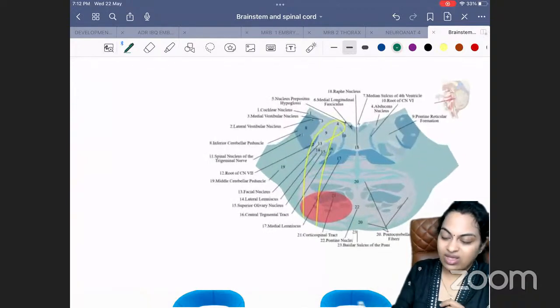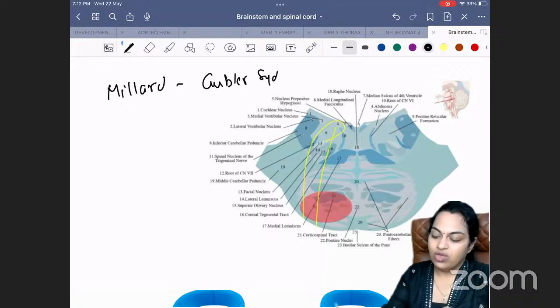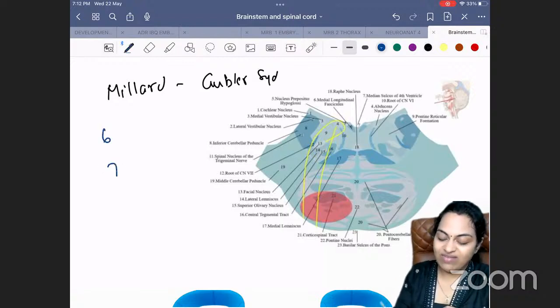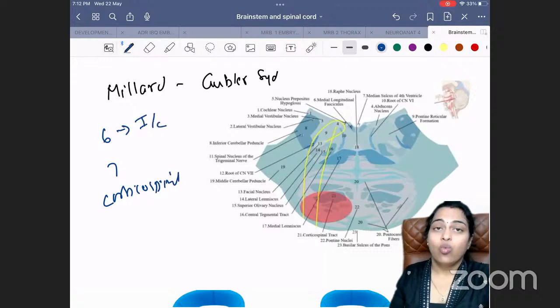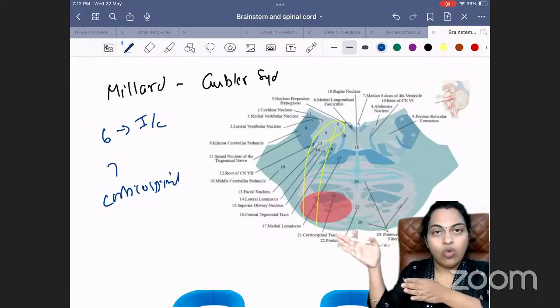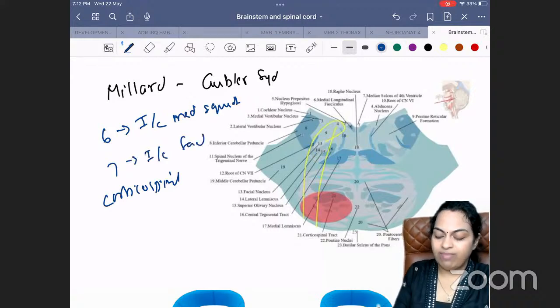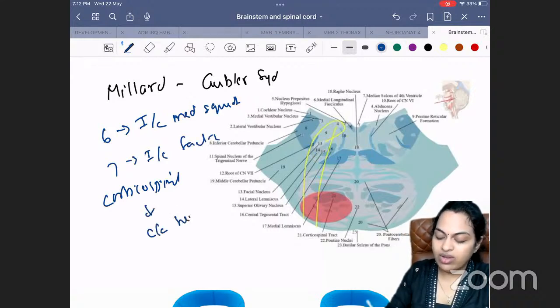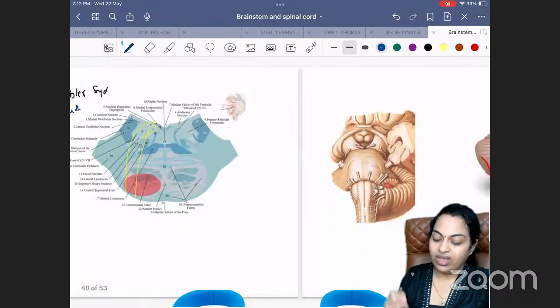Then coming to the pons, heard about this syndrome? Millard-Gubler syndrome. So it involves the sixth nerve, seventh nerve, and again the corticospinal fibers in the basilar part of the pons. So sixth nerve, what will happen? What type of squint? Lateral rectus. You want to look out, but it turns in. So ipsilateral medial squint. And seventh nerve, again, ipsilateral facial palsy. Corticospinal tract involvement, contralateral hemiplegia. Okay, Millard-Gubler syndrome in the pons.